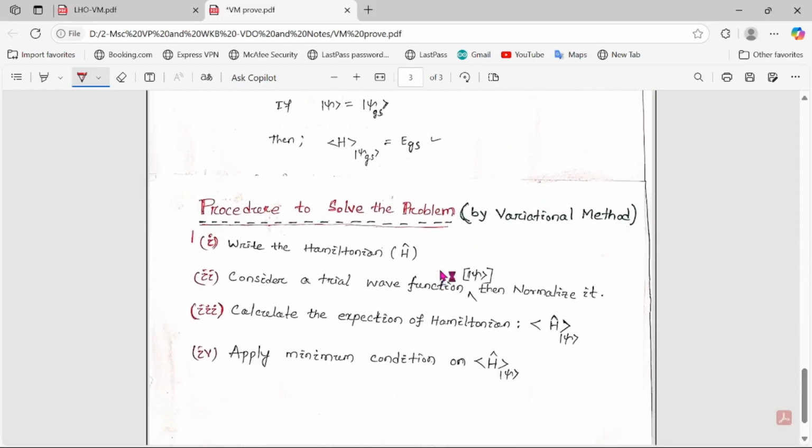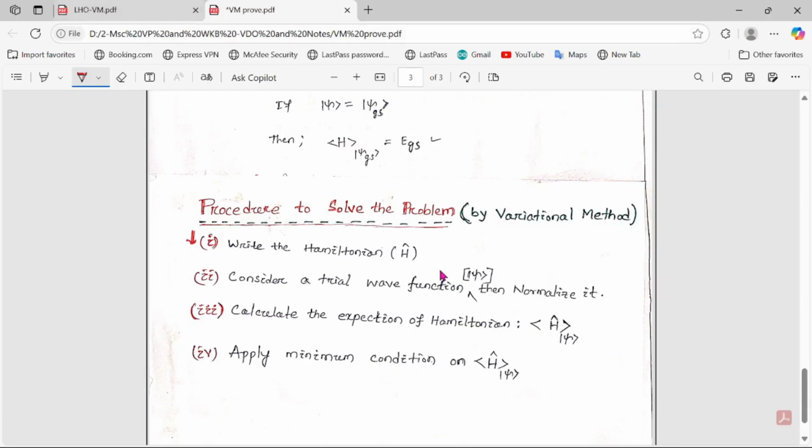These are the steps or procedure to solve a question given in your exam. First, we have to write the Hamiltonian, then consider the trial wave function. If it is not given, we have to construct it. Then calculate the expectation value of the Hamiltonian, then apply the minimum condition on the expectation value of the Hamiltonian.